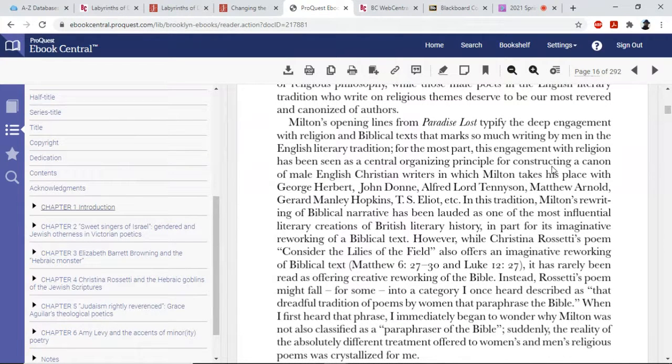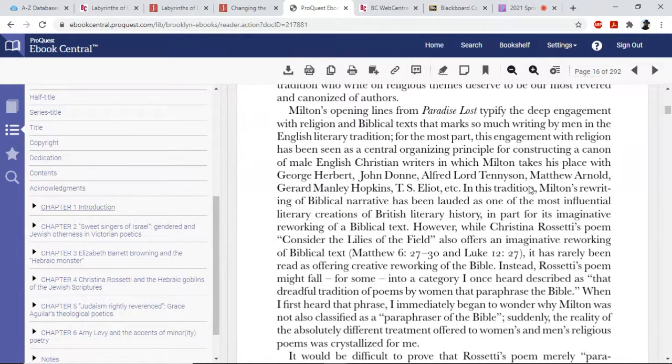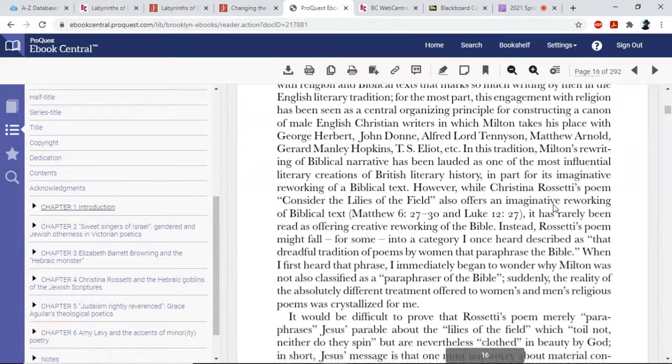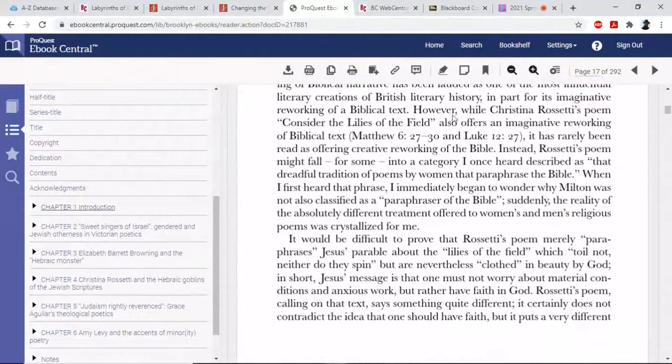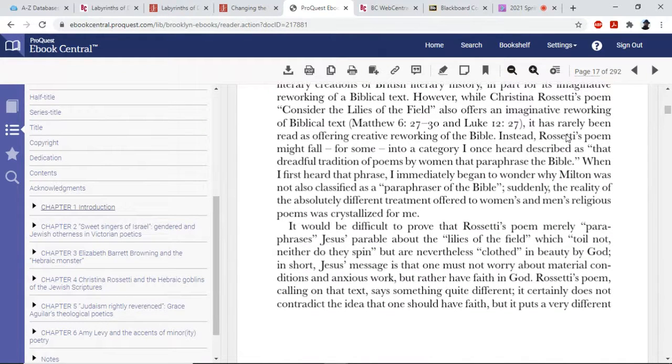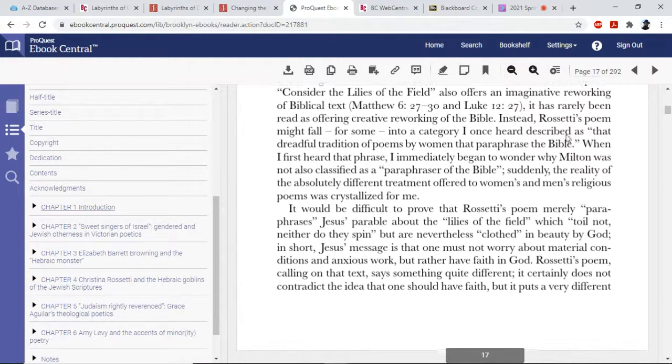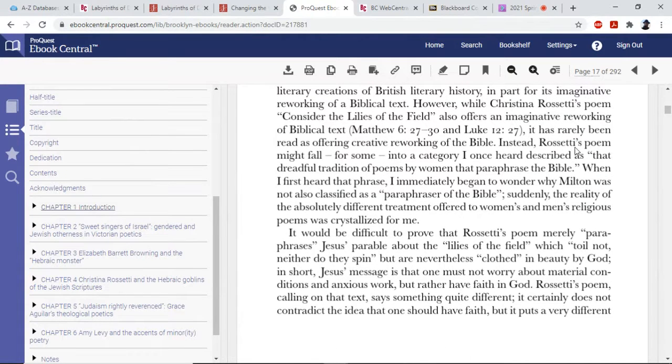We have Milton. So we're going through here a bunch of prominent male poets. Oh, and look, here we go. So we see Christina Rossetti all of a sudden. Okay, so we know that she's not only included in the book, but she's mentioned in the introduction, and she's prominently featured.